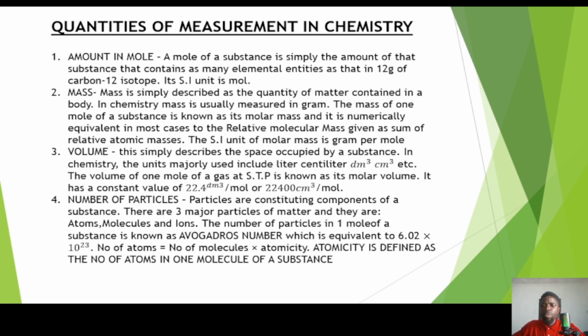To define a mole of a substance, it is described as the amount of that substance that contains as many elemental entities as that contained in 12 grams of carbon-12 isotope. The implication of this statement is that the particular quantifier or determinant of a mole of a substance is 12 grams of carbon-12 isotope. So once a particular substance has the same number of particles, the same number of atoms, or the same number of molecules as that found in 12 grams of carbon-12 isotope, automatically that is what we describe as a mole of a substance.